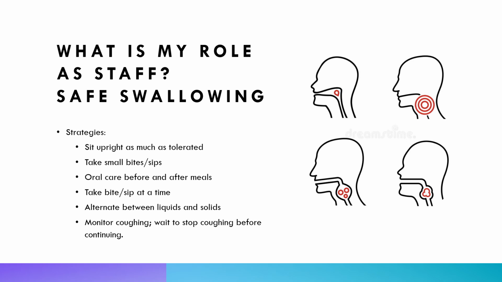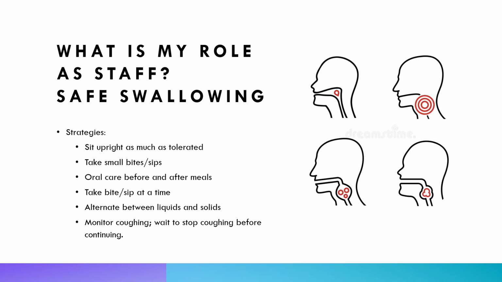So we're going to go through these. So you'll see a list. So the first one, most important, always sit upright as much when you're eating and drinking. We do have some clients that are in wheelchairs and they tend to lean to the one side. You want to encourage them to sit up as much as they can during their meal.